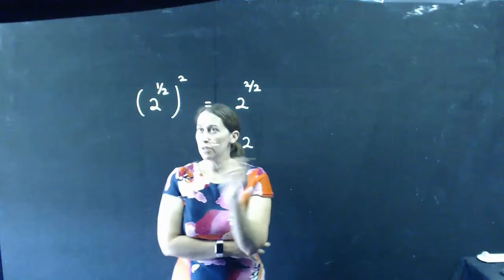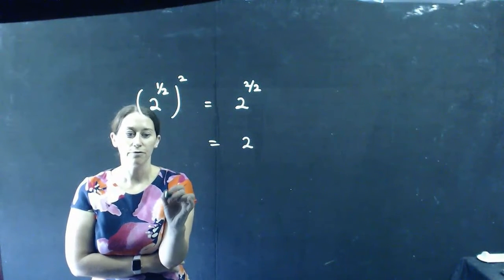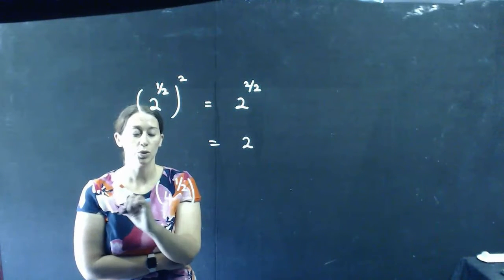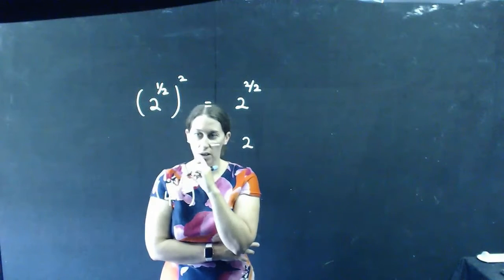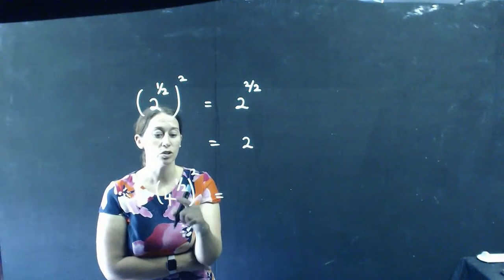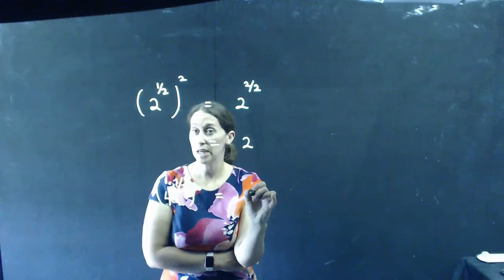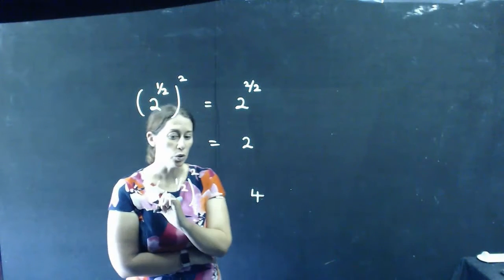Let's have a look at another one. Let's have a look at 4 to the power 1/2. And let's raise that to a power 2. Okay, 4 to the power 1/2, I'm going to use this multiplication law. 4 to the power 1/2 multiplied to the power 2 is 4 to the power 2 over 2, which is 4 to the power 1, which is just 4.